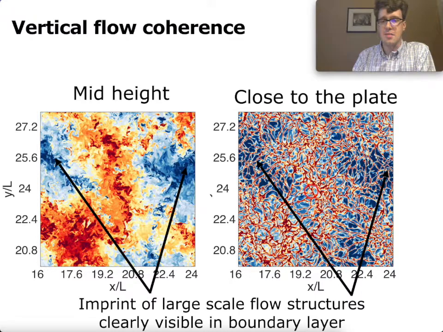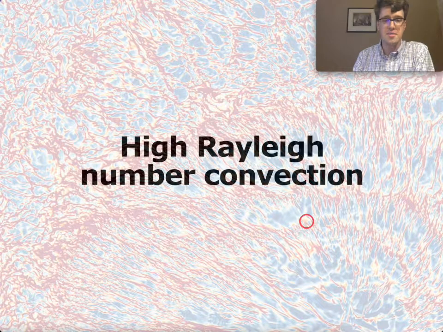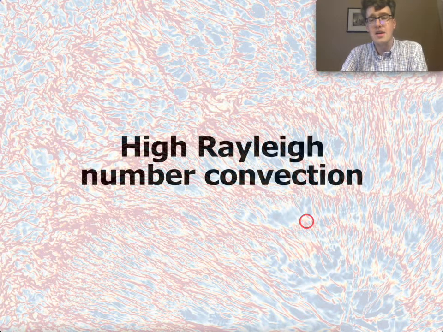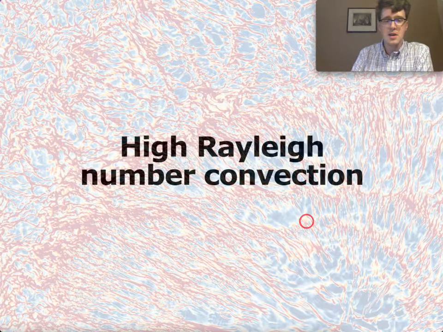And it's actually this boundary layer dynamics that is very crucial for the heat transfer in the system. So this is something that is of special interest to the community. And this becomes particularly important if you're looking at even higher Rayleigh number flows.